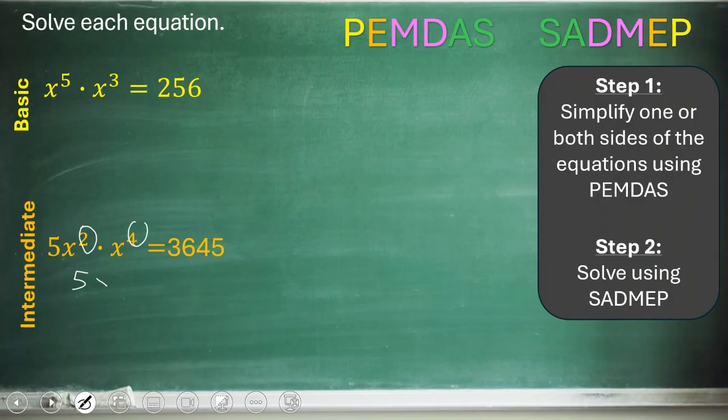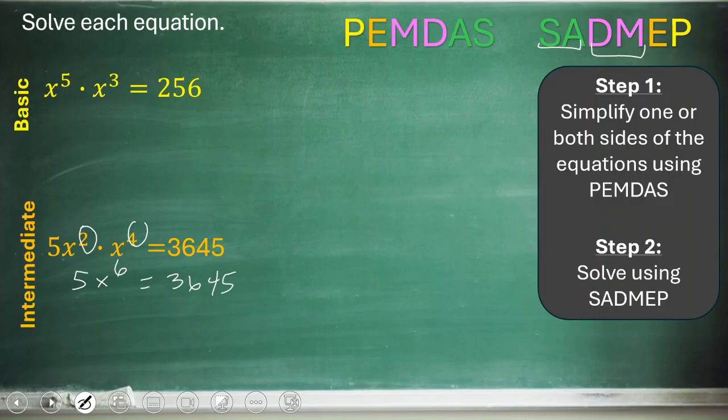So I have 5x to the power of 6 equals 3,645. So here's where things change a little bit. I'm looking at SADMEP, right? I'm going to start solving the equation. So I don't have any addition or subtraction. That is this part. I do have division or multiplication. So that is the 5.